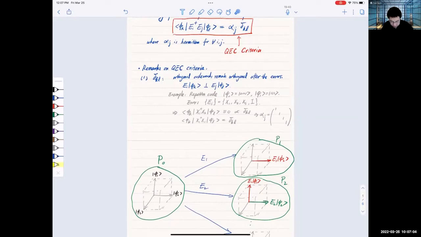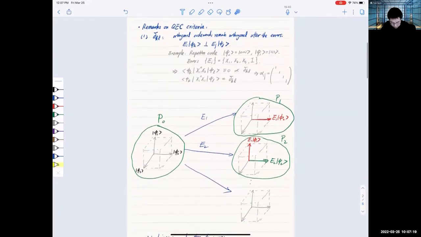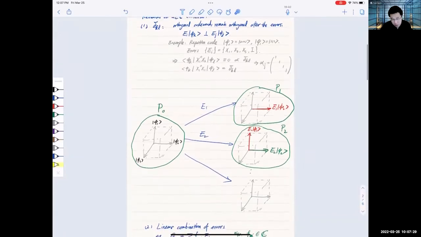So that enables you to always come up with some projection onto different error spaces and then perform a unitary to map everything back to the logical space. So that's a more intuitive proof for the error correction criteria. Okay, so I think there is an important statement related to the question at the end of the last section as well.